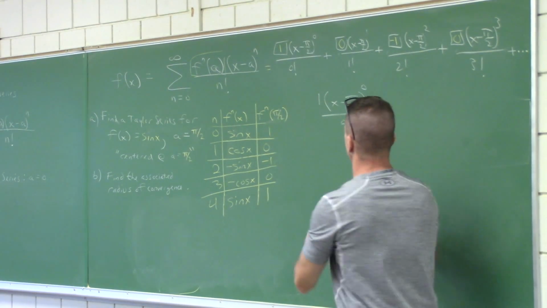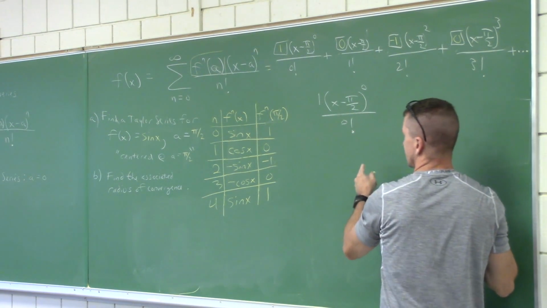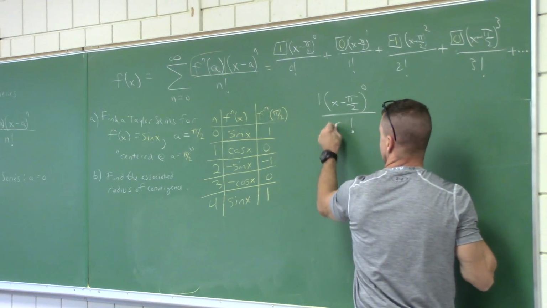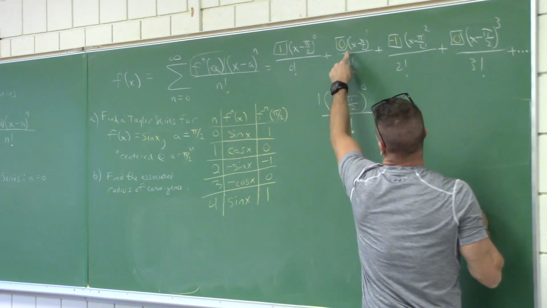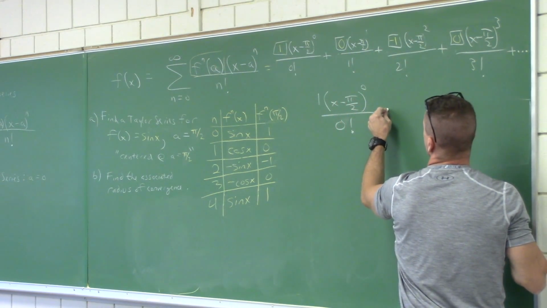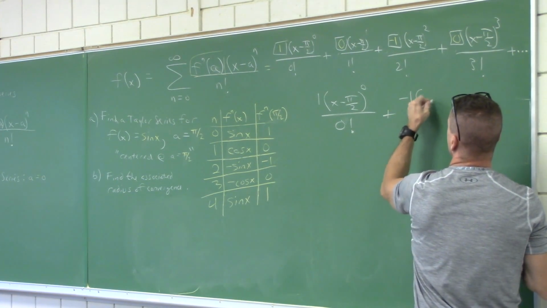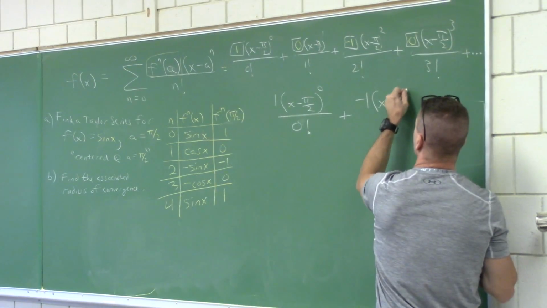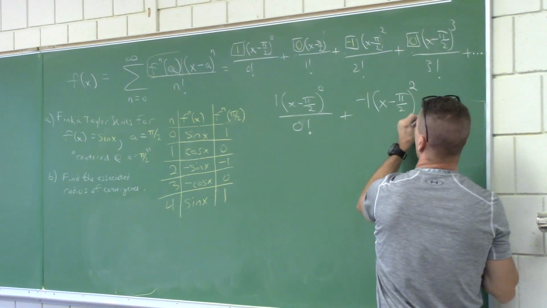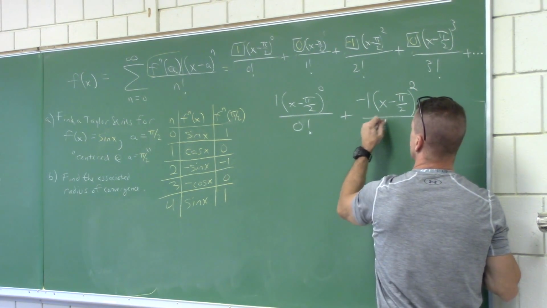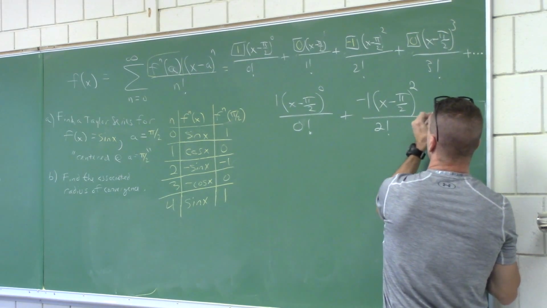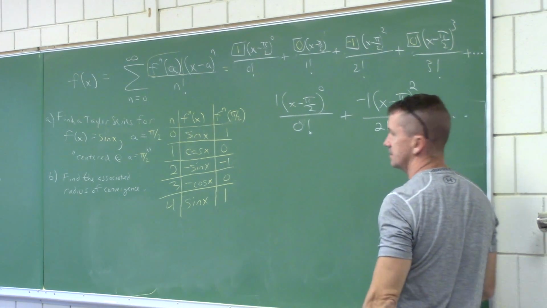I'm writing it like this so you can help me figure out the pattern. That's why I'm not putting a 1 there. This is a 0 factorial. This went away. What's still there? Negative 1. Plus negative 1, but I gotta be careful. What's the power now? 2. x minus pi over 2 to the 2 over 2 factorial. Plus here, just do a dot, dot, dot.